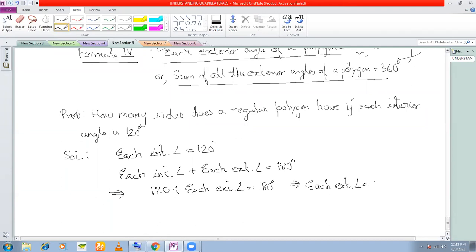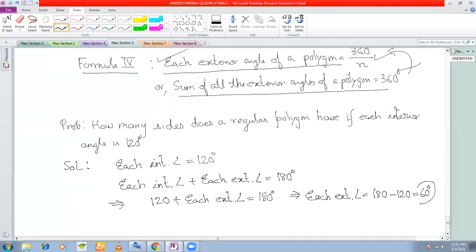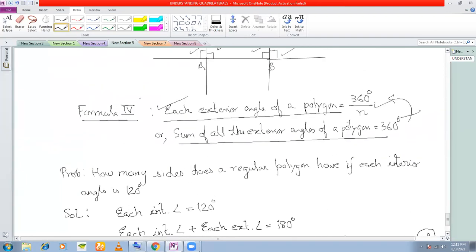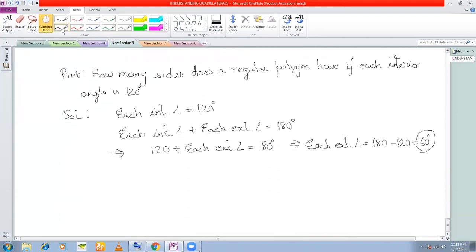Each exterior angle must be equal to 180 minus 120, which is equal to 60. Therefore, each interior angle is 60 degrees. Now, once we know the measure of each exterior angle, look at formula number 4. If we know the measure of each exterior angle, can we find out n? Yes, we can. So use formula number 4.